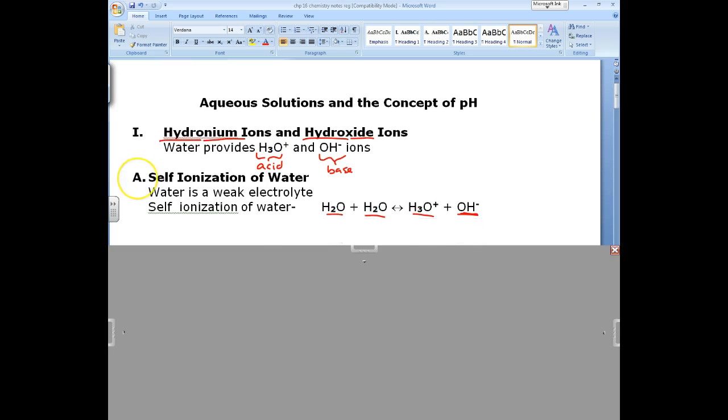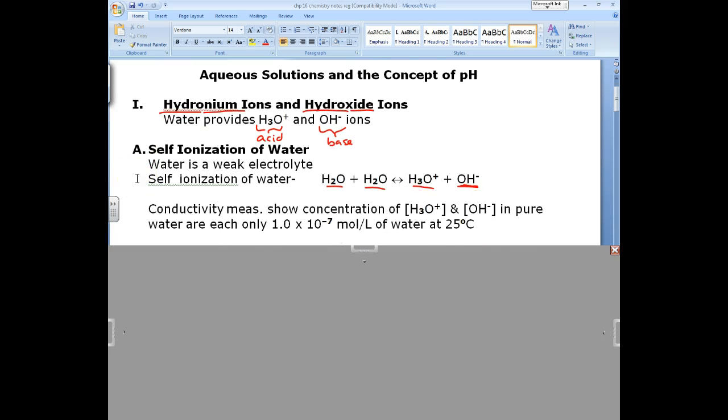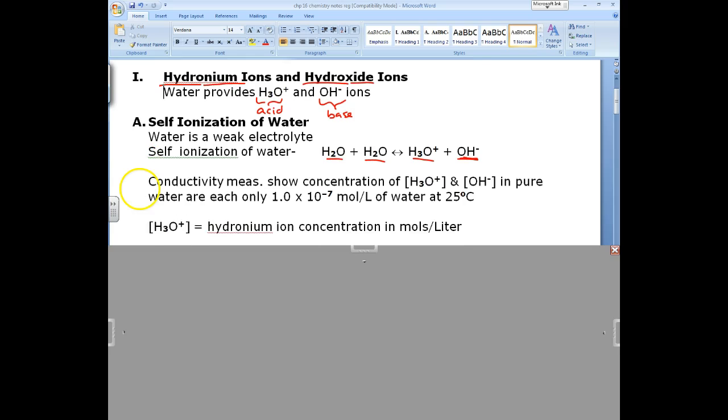So when they were testing water, they used some conductivity measurements and found that the concentration of hydronium ions and hydroxide ions in pure water are each 1 × 10⁻⁷ moles per liter, which is molarity. Now that is at 25 degrees C. It does change as temperature changes.